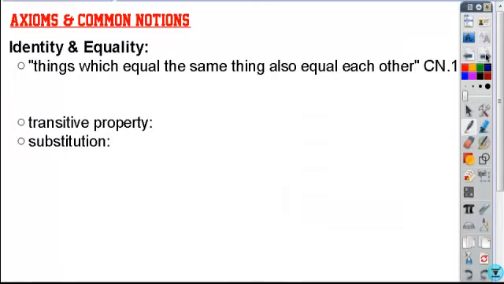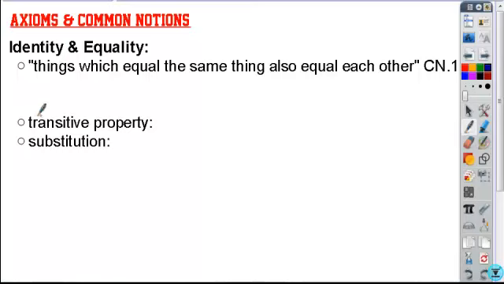Okay, so let's look at the perspective historically. The first common notion that was introduced in Euclid's Elements, or the first kind of recorded geometry text, has to do with identity and equality. And what it says is that things which equal the same thing are also equal to each other. And so that's the common notion form. So if you see something that's written, or if it asks you for a common notion, it's this phrase. And so that's the first common notion.